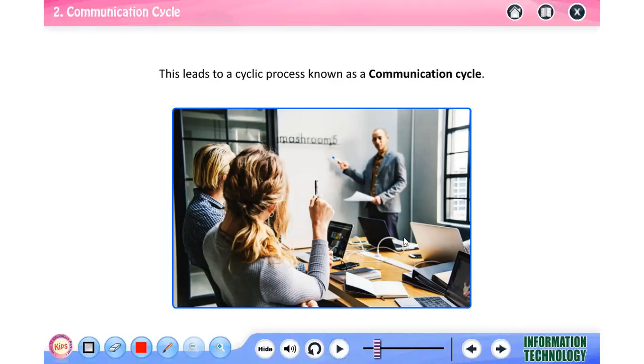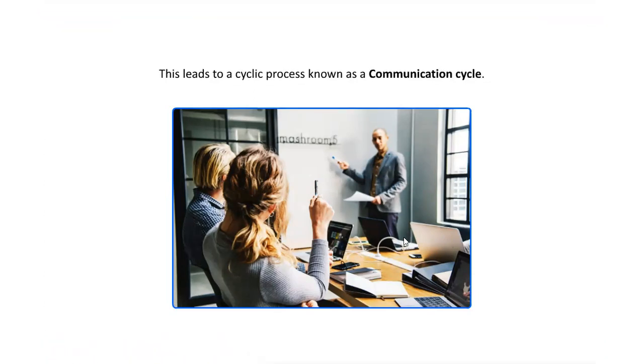So here it's been said that in the communication process, a person will send a message to another person. The person who sends the message is called the sender, and the person who receives the message is called the receiver. Okay. When the receiver gets the message, he acknowledges it and sends back a response. After receiving a message, the receiver will give a response to the sender. So this leads to a cyclic process of communication cycle.